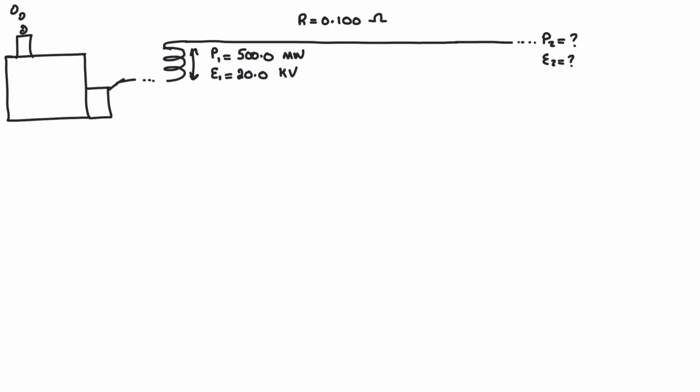We're going to say that the total power output from this power station is going to be 500 megawatts. Mega is a prefix for 10 to the 6. That would mean it is 500 million watts of power being produced by this power station.